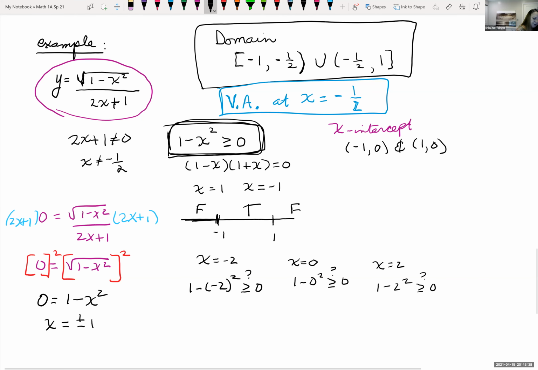The y-intercept, that would be plugging in 0 wherever we saw an x. And so if we did that, we would get the square root of 1 all over 1. So if we looked at the y-intercept, when x is 0, we get back 1.